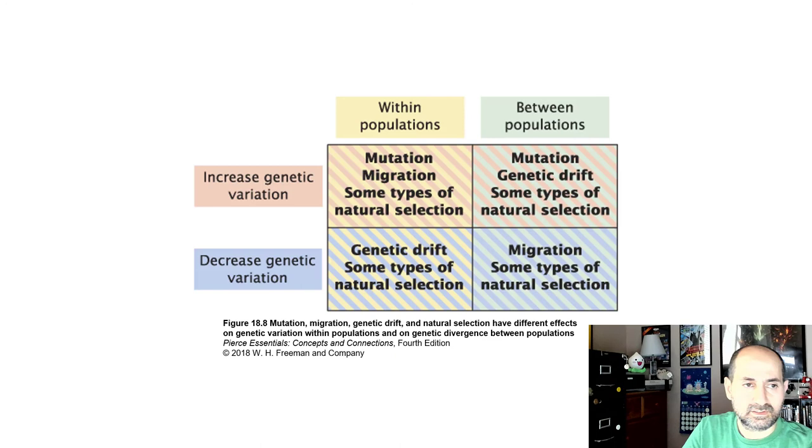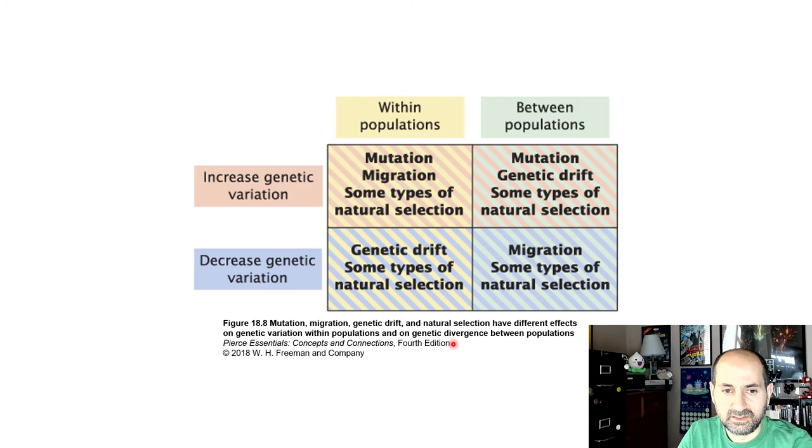Here's just a wrap up of what we've been talking about. Look at figure 18.8. This is mutation, migration, genetic drift, and natural selection. Remember, these are the four biggies, and they have different effects on genetic variation within populations and on genetic divergence between populations.